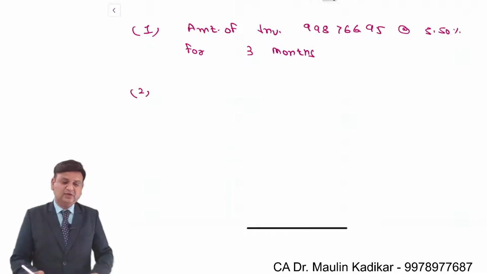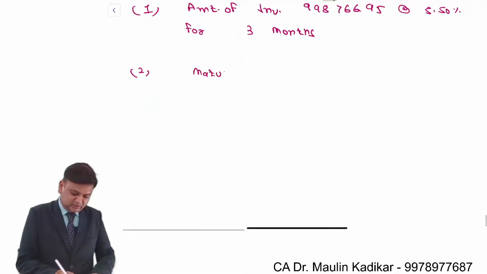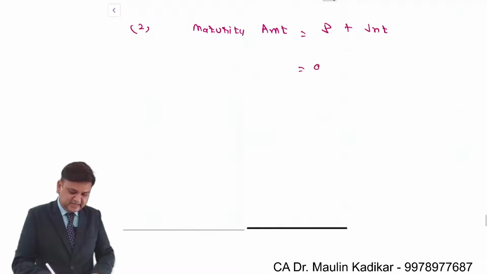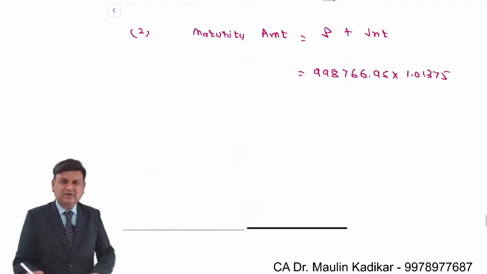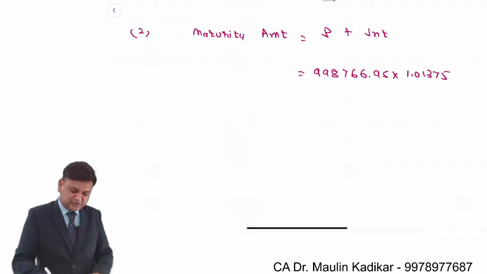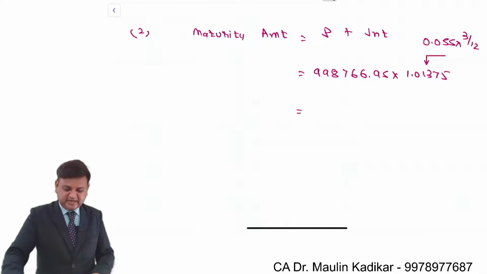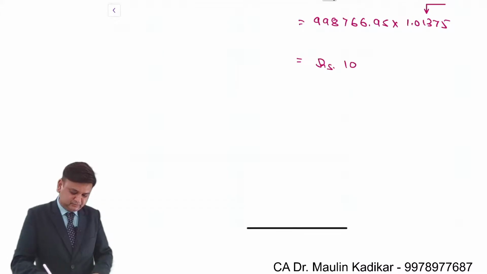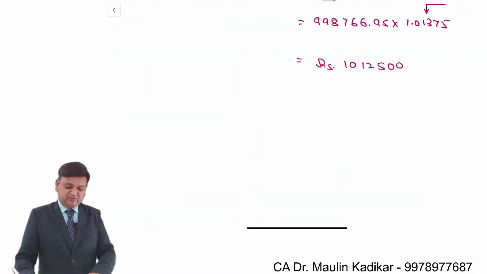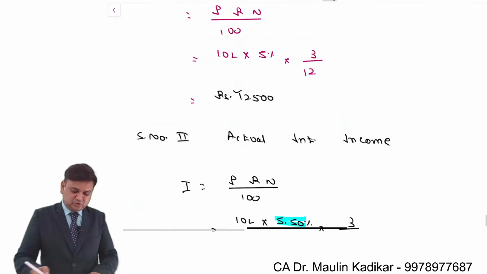Answer for the second question. What amount will be received? We understand it's the maturity amount, which is equal to principal plus interest. So it is 9,98,766.95 into 1.01375. Okay, 5.5% is per annum. So for 3 months it would be how much? That is the way we will compute it. So over here it is 0.055 into 3 divided by 12. Into 998,766.95. That comes to 10,12,500. So basically you are getting the interest income of 12,500, and that is the amount of interest that you should have received.